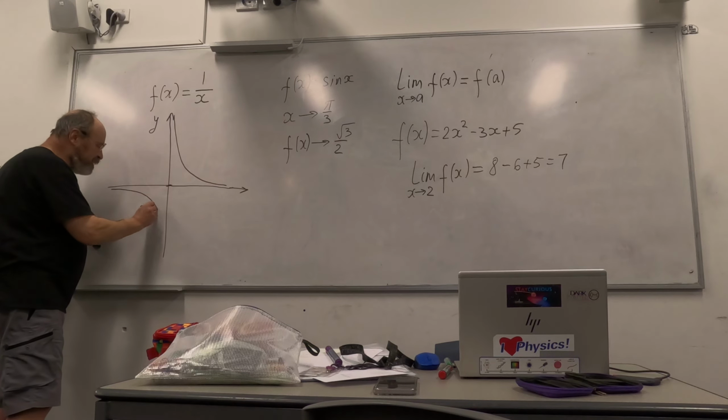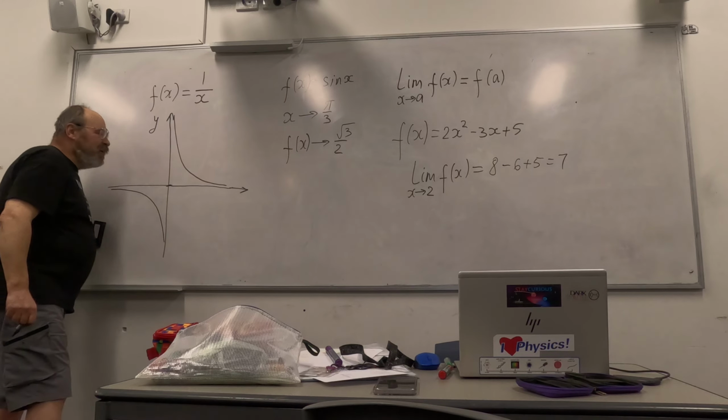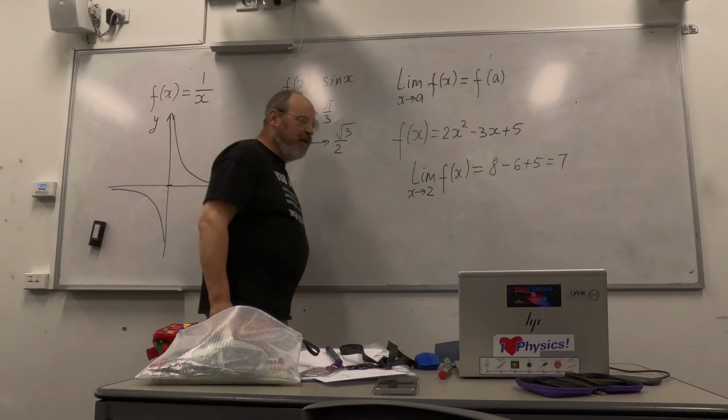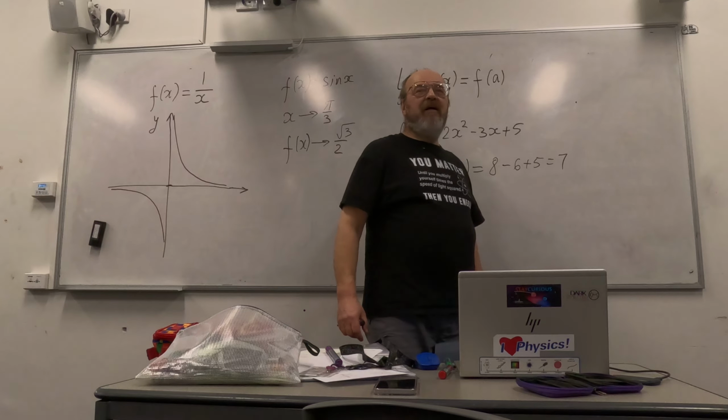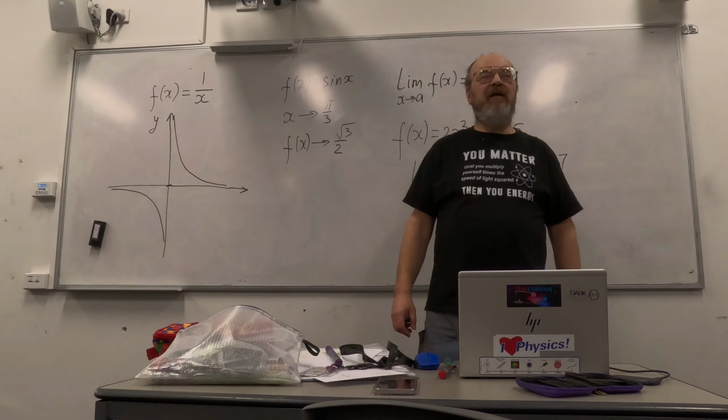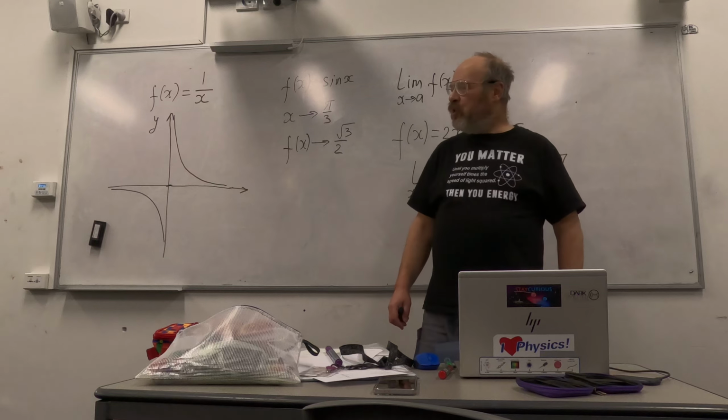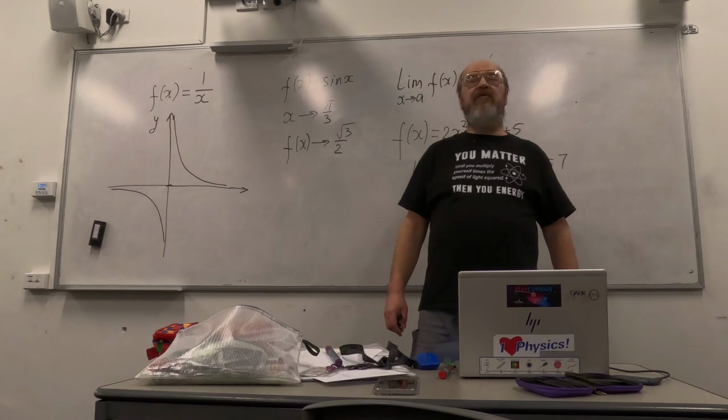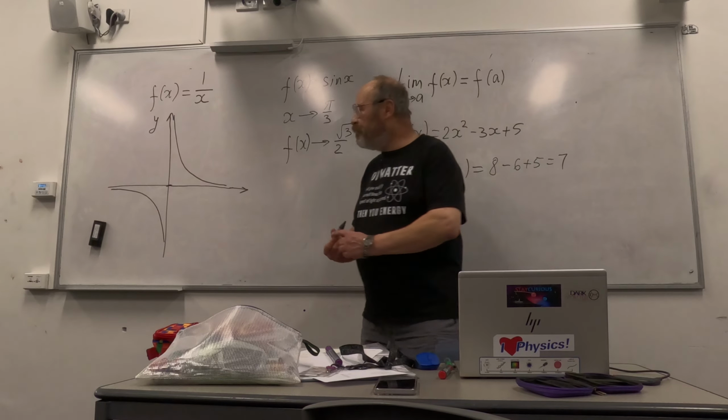Truncus is 1 on x squared, because it's squared. This is a function which is not defined at x equals 0.